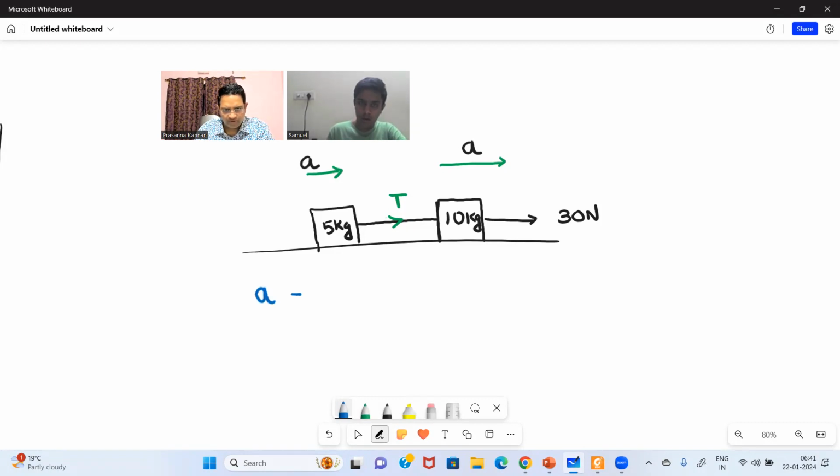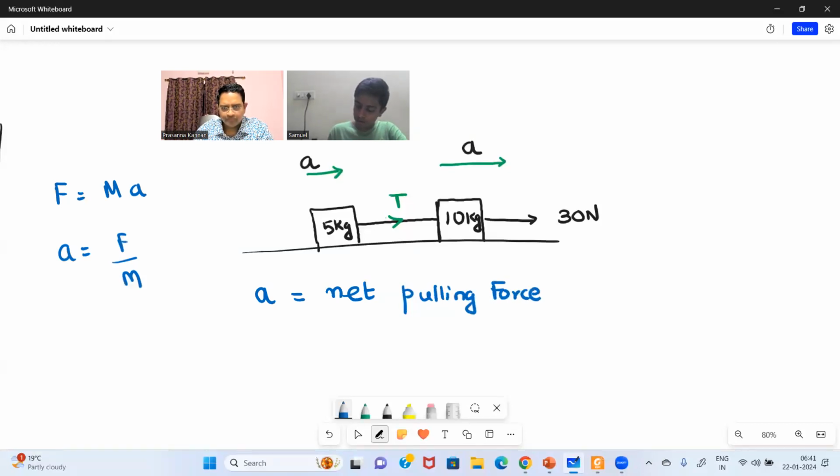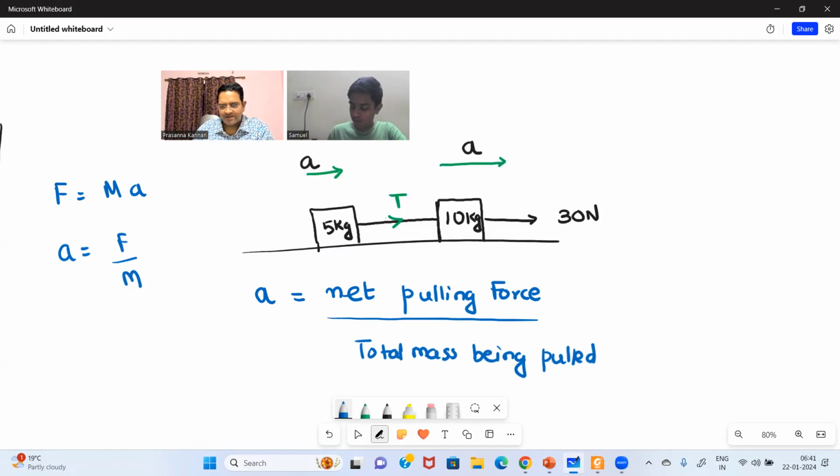So I'll tell you how to find acceleration. We know that force is equal to what? Mass into acceleration. So acceleration will be what? F by m, correct? So I can write it as acceleration is equal to net pulling force divided by the total mass being pulled.